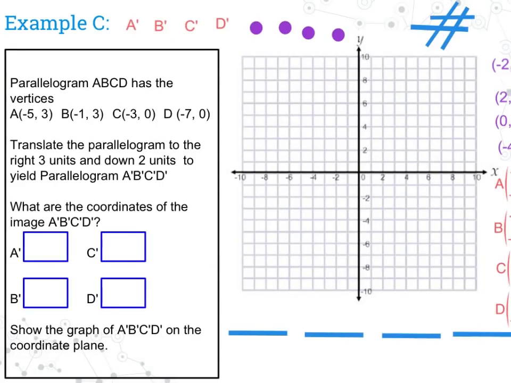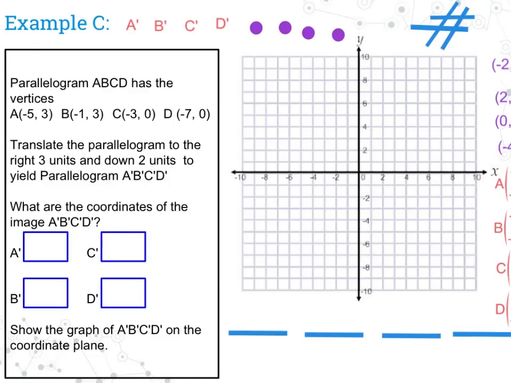Now let's take a look at example C. Remember earlier in the video when I told you that we wouldn't have the opportunity to just count the figure on the coordinate plane? Well, that's happened to us here. They want us to move this parallelogram. They've given us the points, but they haven't been kind enough to put it on the coordinate plane for us.